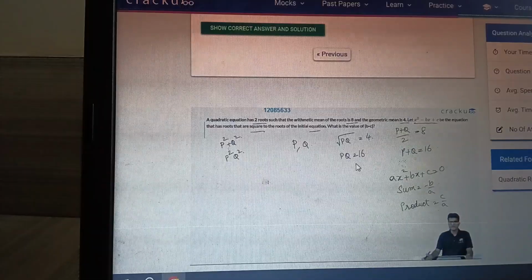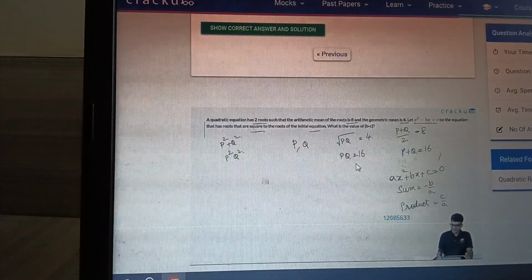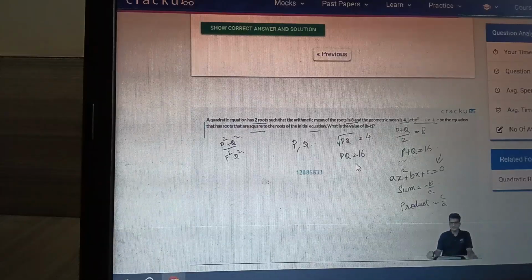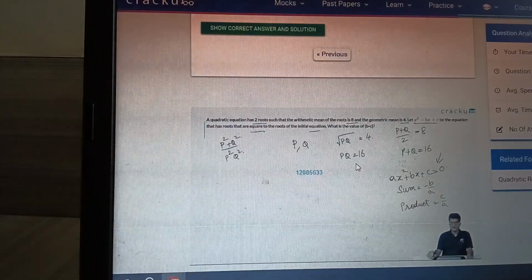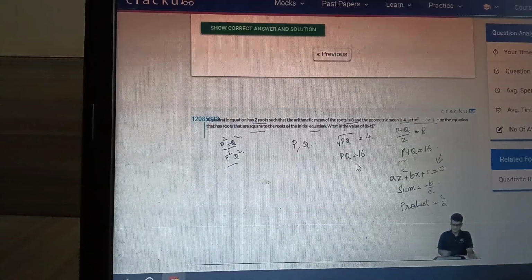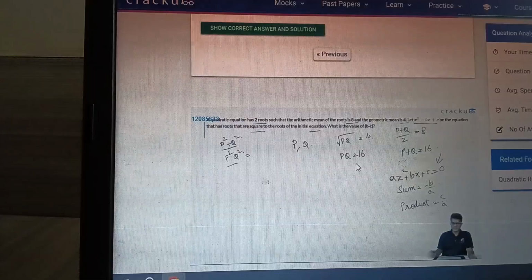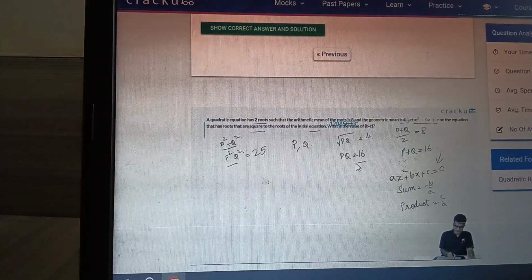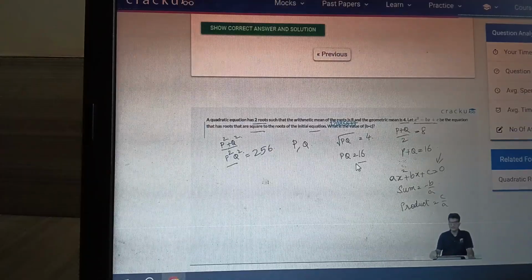So if you know the sum of the roots and the product of the roots, we can easily calculate the quadratic equation. So the sum of the roots, if the roots are the squares of the original roots, will be p square plus q square, and the product of the roots will be p square into q square. P square into q square is easy to calculate because p into q is 16, so p square into q square is 256. What is the value of p square plus q square?